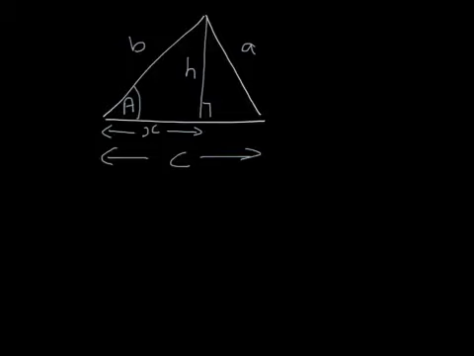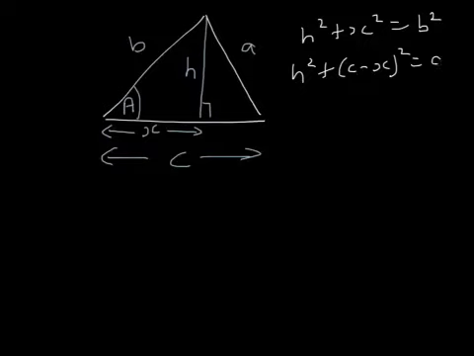Now if you use Pythagoras in this triangle, then h squared plus x squared equals b squared. And if I think about this triangle, this length from here to here is c minus x. So I can use Pythagoras in this triangle: h squared plus (c minus x) squared equals a squared.